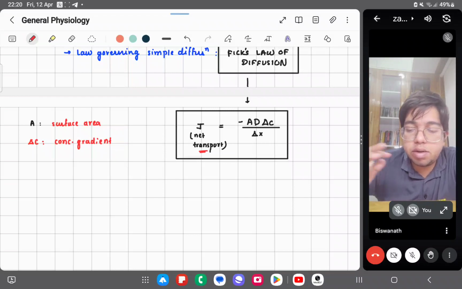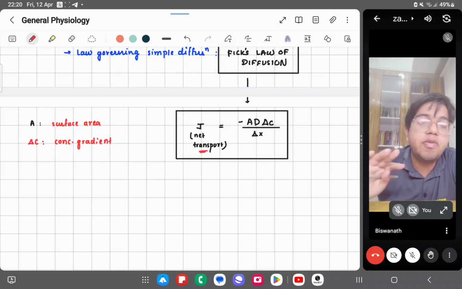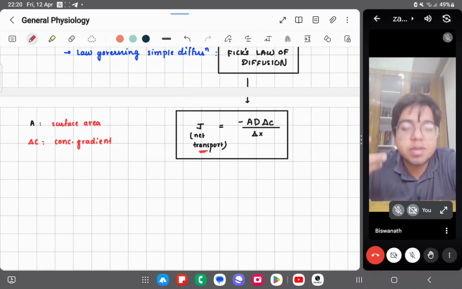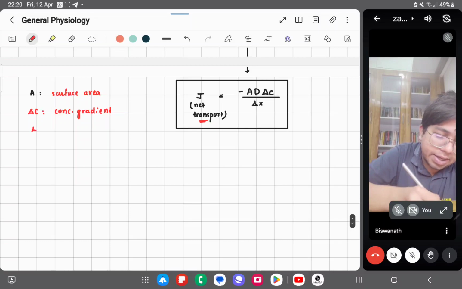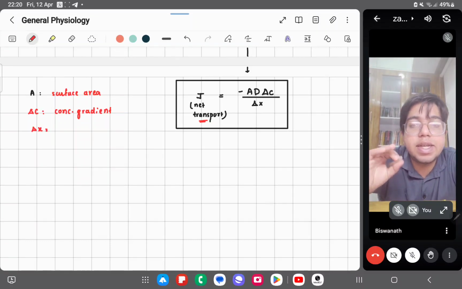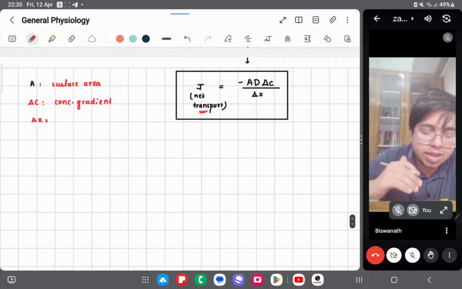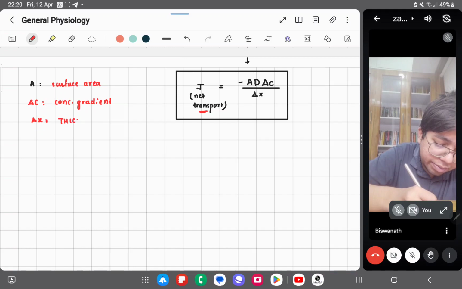Or you can see the concentration gradient. More concentration gradient means more water will be flowing in osmosis, right? Then delta X is the thickness of the membrane. This delta X is the length gradient, or you can say distance gradient, or diffusion distance. You may call it anything. It's basically the thickness of the membrane.